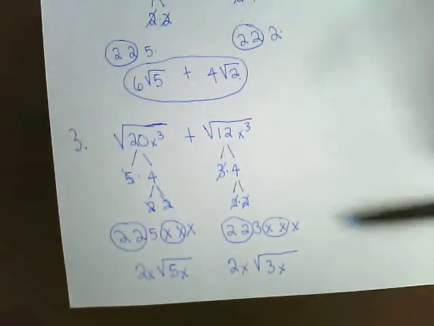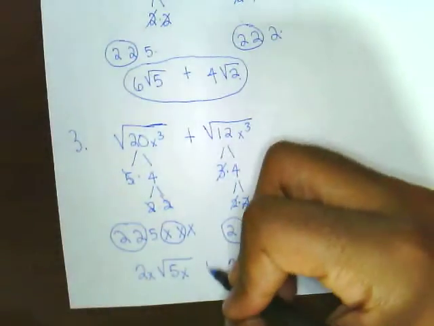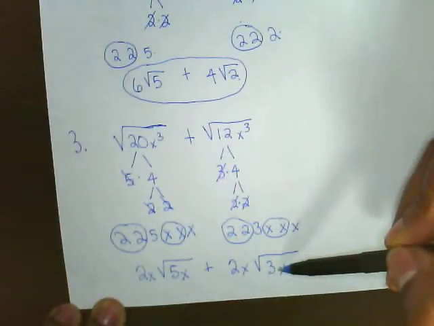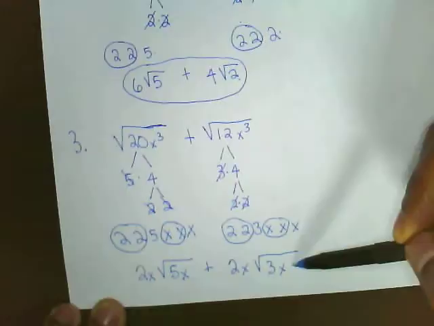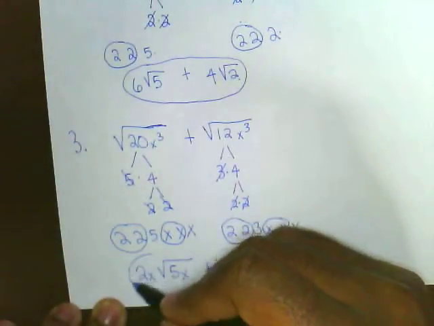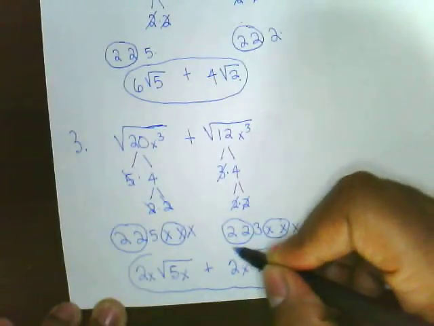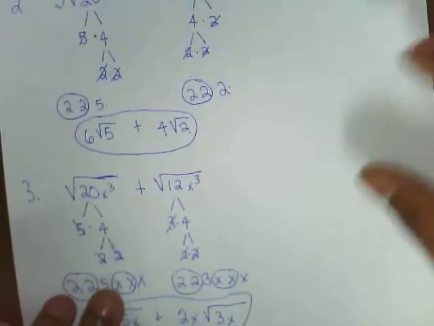Now, you may be looking at this and saying, well, they both have 3x. Can't we combine them? No, we cannot. The exact same thing must appear in the radicands. This is a 5x, this is a 3x. Since they aren't alike, this is our answer. Let's go on to number 4.